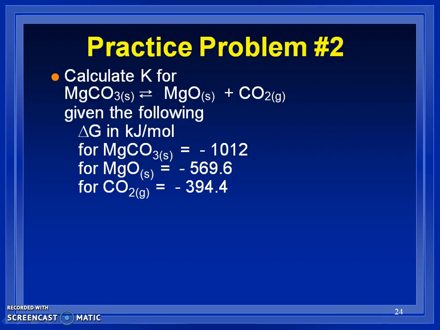Here's practice problem number 2. So here I'm giving you the delta G values. Very interesting because all I say is calculate K. Now we're going the other way and we want to calculate K. I guess this was the tricky one, not the one before. That one's basically the same as the example problem. But here I now give you the delta G's of the 3 individual substances.